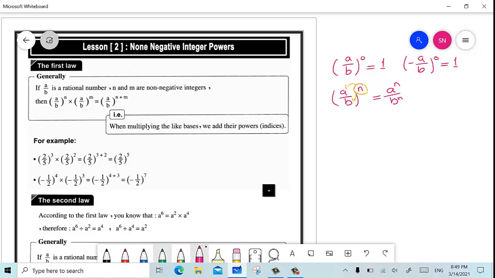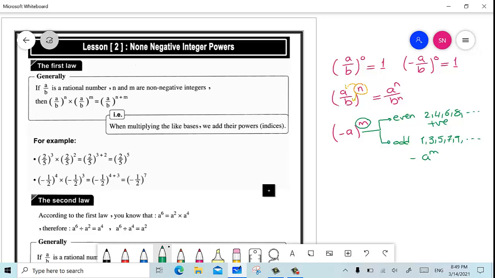One of the other rules was, if I have a negative number raised to the power m, the first thing I do is look at the power. If the power is even, like 2, 4, 6, 8, and so on, the negative is cancelled and I will have only a positive number. And if the power is odd, like 1, 3, 5, 7, 9, and so on, the negative stays as it is, so it's going to be negative a to the power of m.